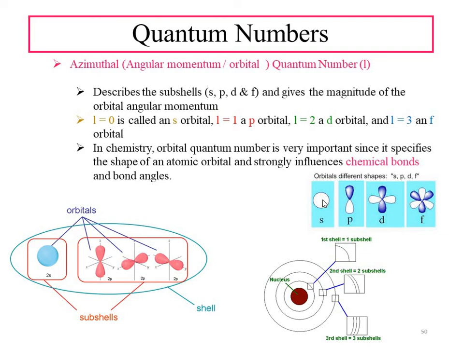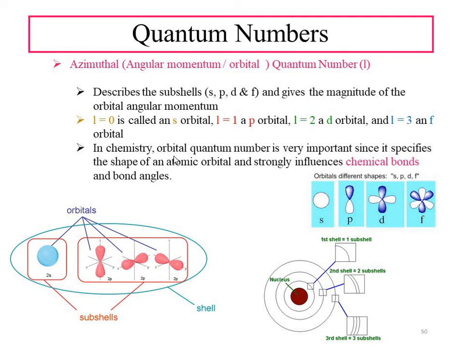For an s orbital you can find an electron anywhere within this sphere. If it is a p, you can find it here, you can find it here, you cannot find it here. If it is d, you can find it in these places. For f, these places. If L is 0, it is an s orbital. If L is 1, it is a p orbital. If L is 2, it is a d orbital, and if L is 3, it is an f orbital.